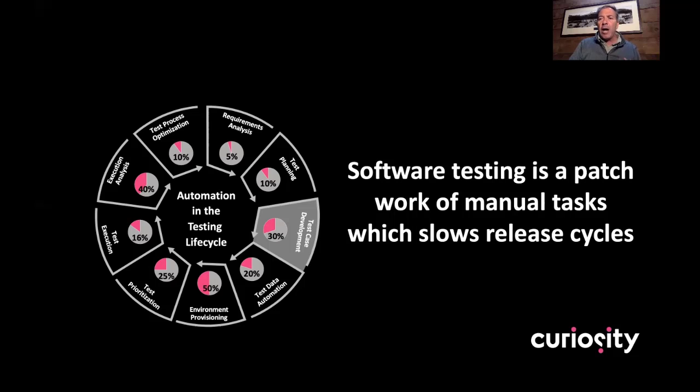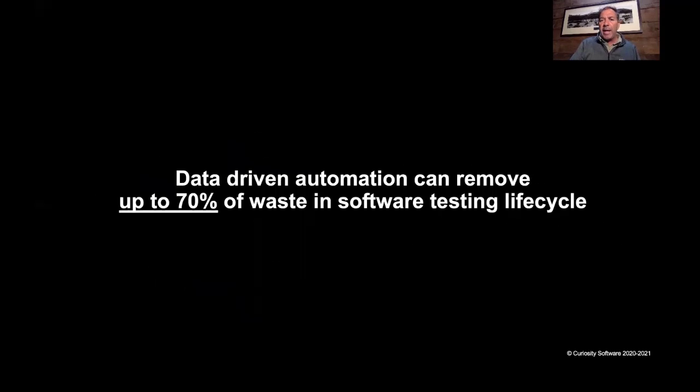So the idea of the open testing platform is that we bring a lot of these components together and allow the organization to truly have advanced automation. And in fact, we feel that data-driven automation, and I'm going to explain that in a minute, can remove up to 70% of the waste, which is delays or manual tasks, in the software testing lifecycle. This is incredibly important. This means that those small interstitial tasks that we have to perform in order for the automation to work, we could actually automate.